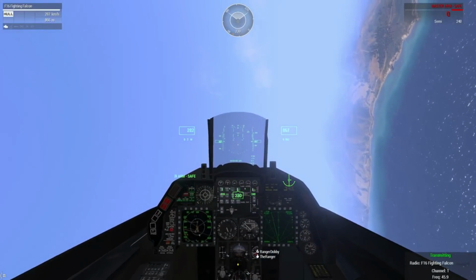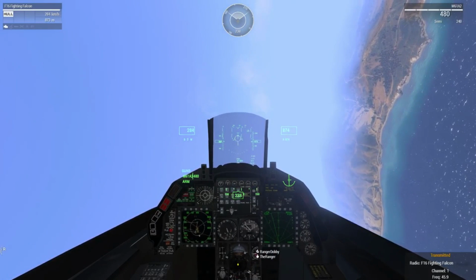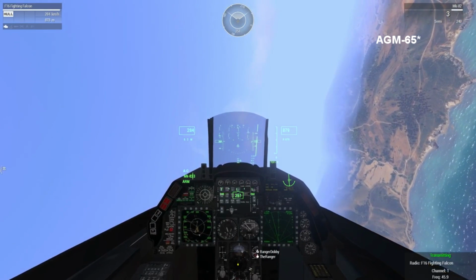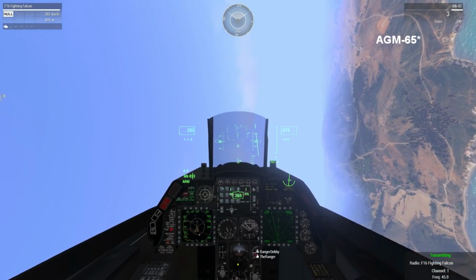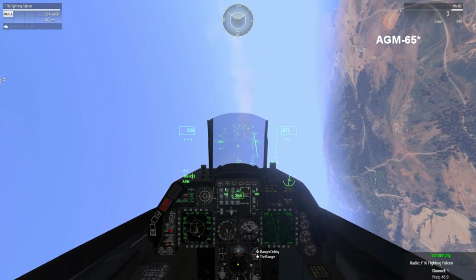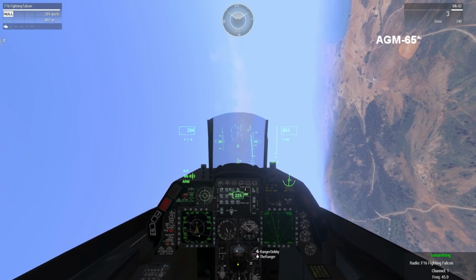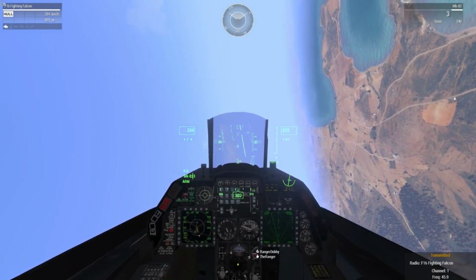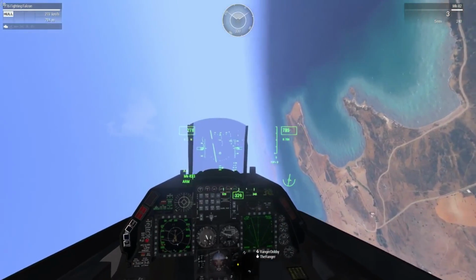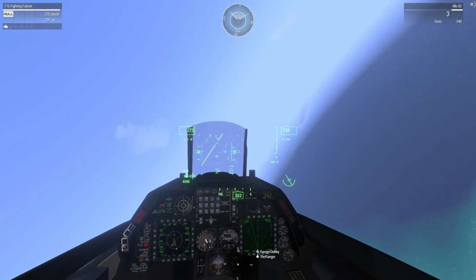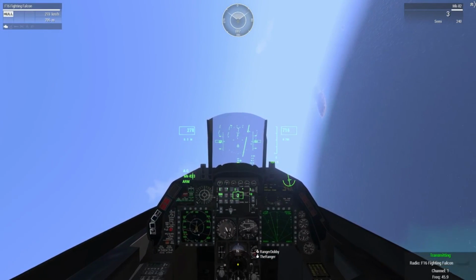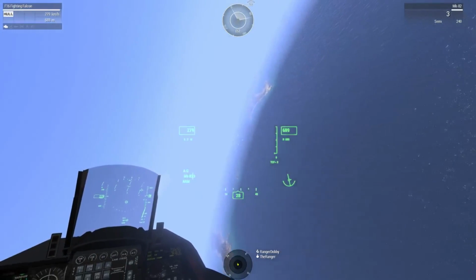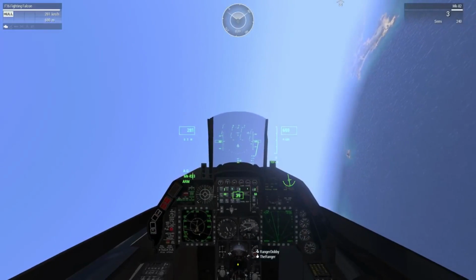Aircraft check-in as follows. Full load of 20 Mike. 3 by Mark 82s, 3 by AGM-65 Mavericks, 2 by Paveway 2s, and 2 by 500-pound JDAMs. I'll copy over. Playtime unlimited, and Roger on board and clear. Send it.